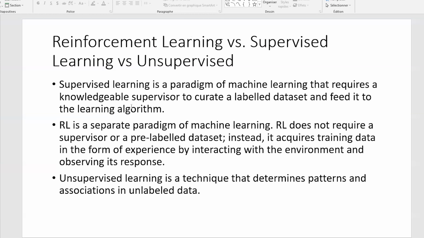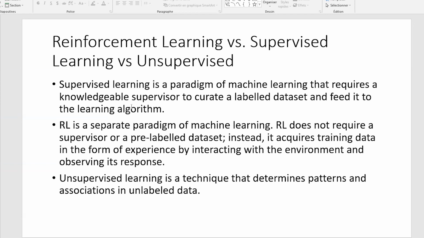So, reinforcement learning versus supervised learning and unsupervised learning. You have had a very good introduction to what supervised learning and unsupervised learning are, but it's also good to understand the difference between these three well-known learning approaches. Supervised learning is a paradigm of machine learning that requires a knowledgeable supervisor to create labeled data and feed it to the learning algorithm. So here you have a supervisor for supervised learning. He's preparing the data, making sure everything is clean enough for the system to clearly produce a model to understand the data.